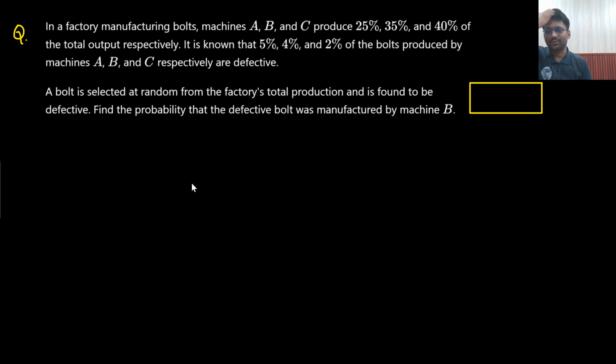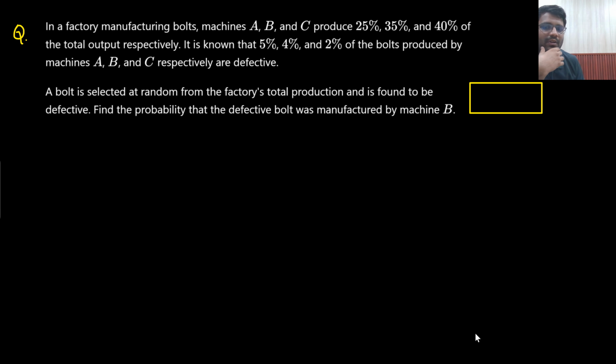Understandable? Next question. In a manufacturing plant, there are 3 machines A, B, C, which are producing 25%, 35% and 40% of the total output respectively. That means total output is 100%. If you are making 100 bolts, then 25 are coming from A, 35 from B, and 40 from C.